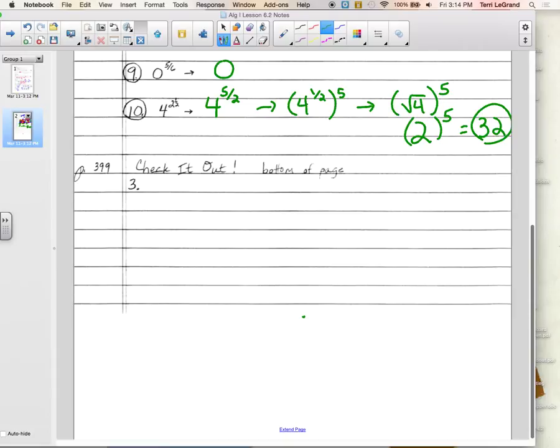Okay, page 399 in your books. Go there now. We're going to do the check it out problem at the bottom of the page, but you're going to have to refer to the example above. So go ahead and read quickly. To be able to do it, you need to refer to the example 3 problem above.